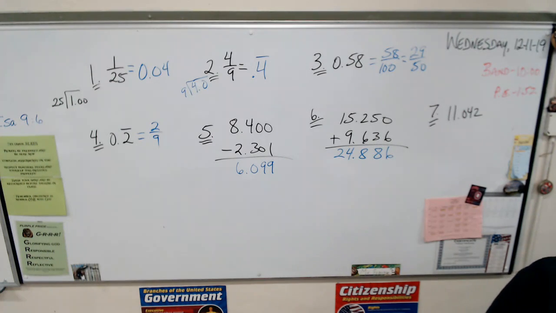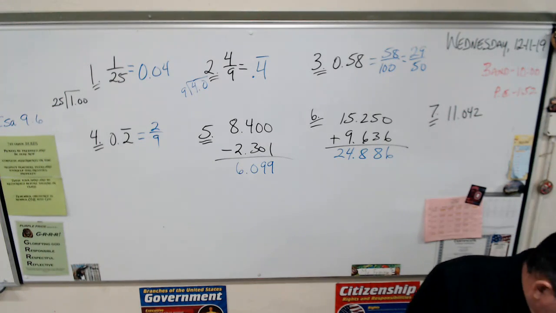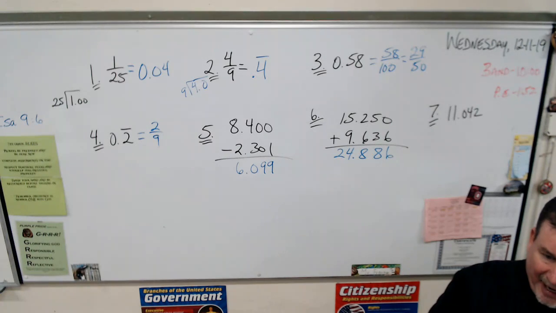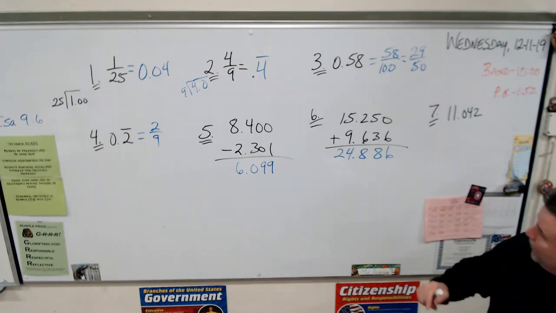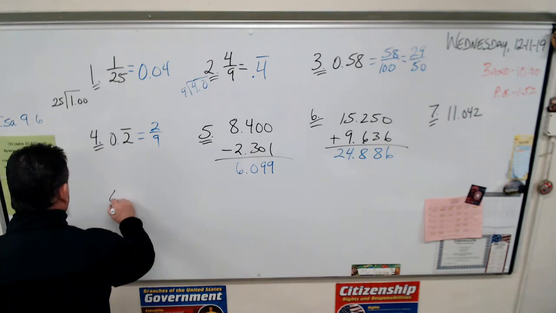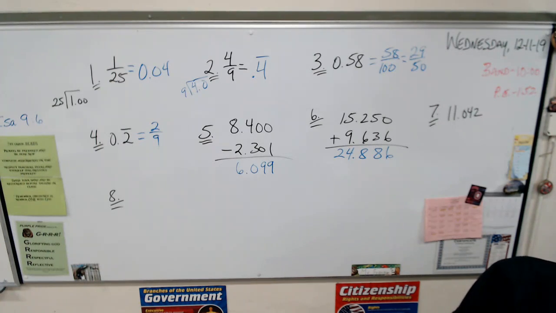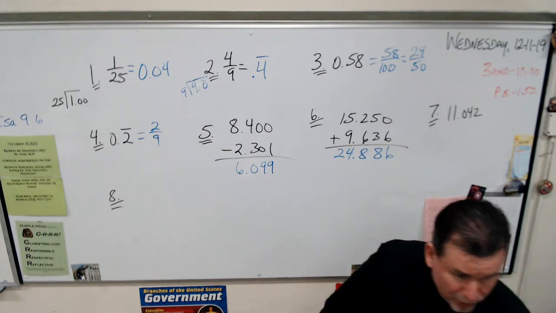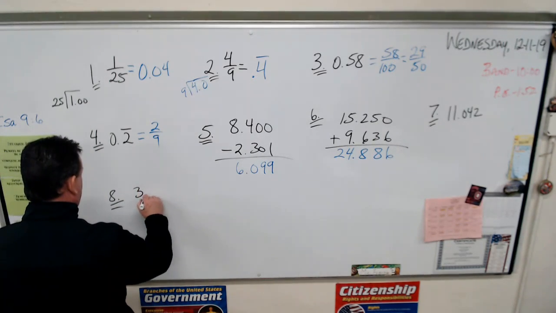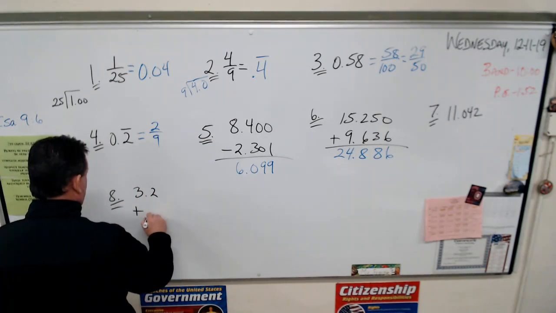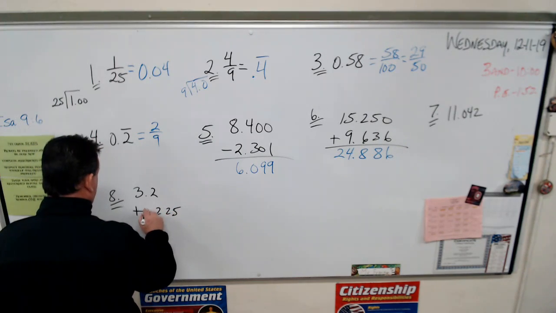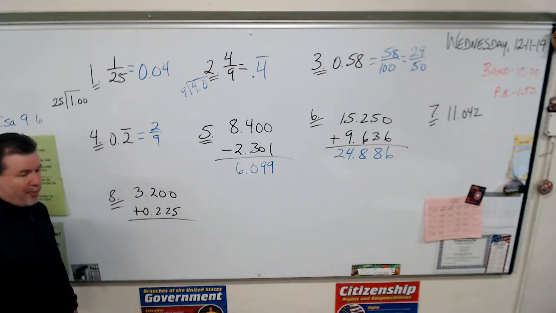The answer to 8, it's subtraction. Brett says you don't actually subtract, you add the opposite, so guess what number 8 turns into? No, it turns into this. I can't just write the answer to number 8. I got to show you this. Number 8 turns into 3.2 plus 0.225. There's number 8 written vertically.